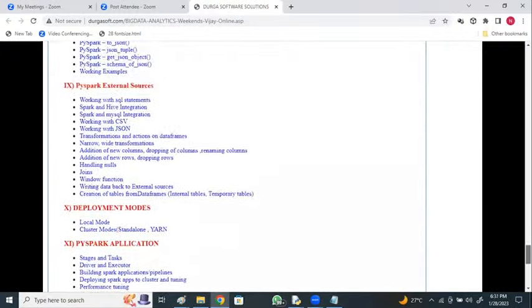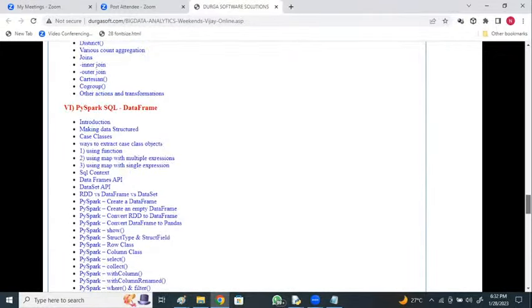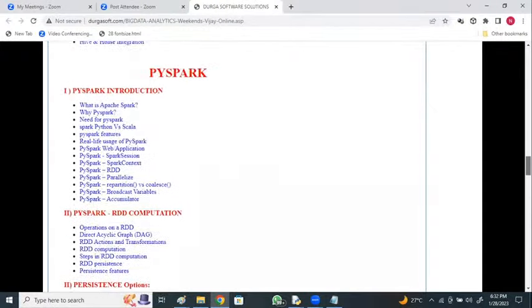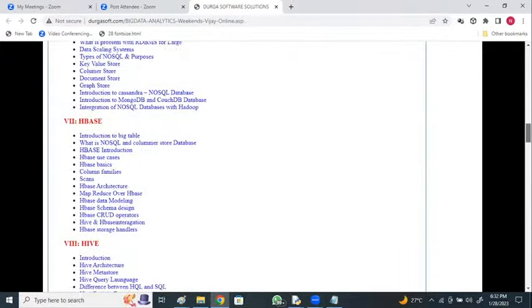In depth, we'll be discussing the entire data analytics with PySpark, the different APIs given, and with many working examples, right? Yes.